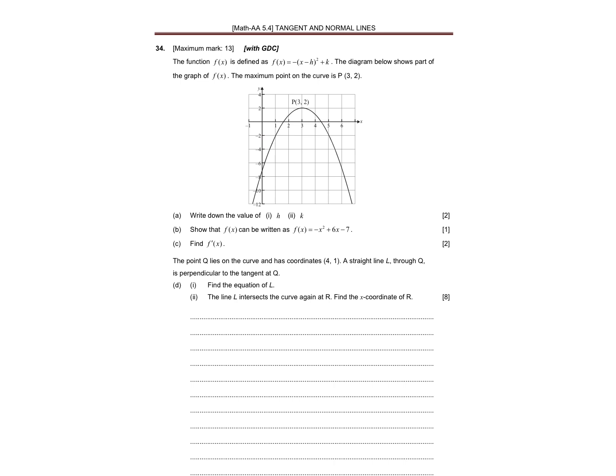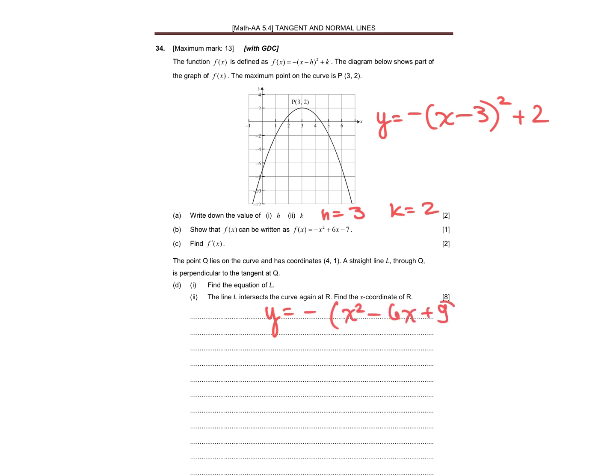All right, the function defined as that. The diagram shows part of it. Maximum is at (3, 2). So we know straight away y is going to be negative (x minus 3) squared plus 2. So h is 3, k is 2. Now we distribute to write it in that form. So negative x squared minus 6x plus 9 plus 2. So negative x squared plus 6x minus 9 plus 2 is minus 7.